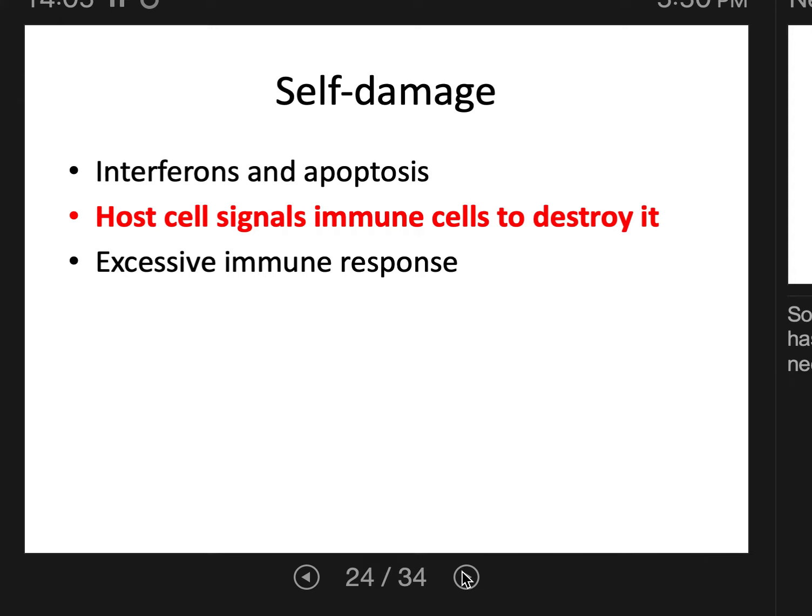Host cell signal. Okay, so going back to self-damage, the host cell signals immune cells to destroy it. Sometimes a cell that has been compromised by a pathogen, like a virus or an intracellular bacteria, that infected cell will signal to immune cells that it needs to be destroyed to prevent the spread of the infection.